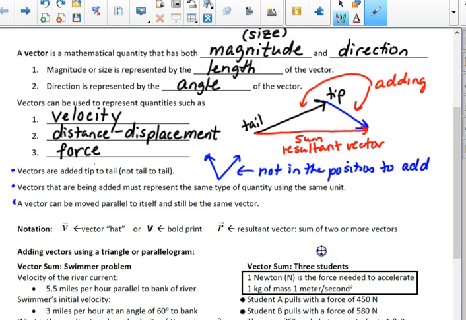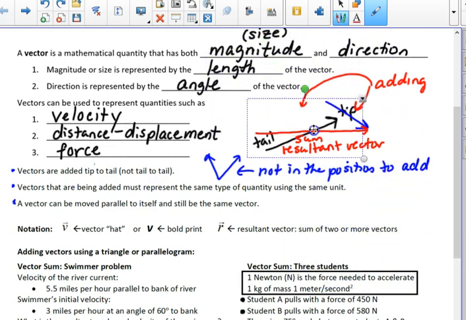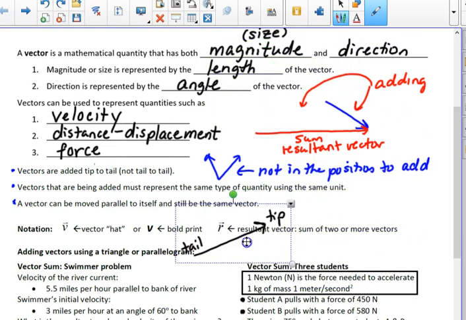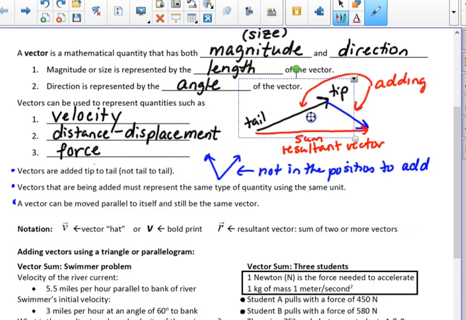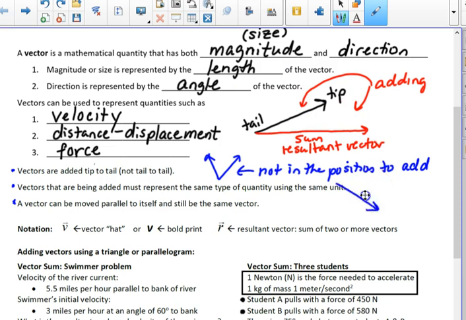Number 3, a vector can be moved parallel to itself and still be the same vector. So for example, this vector here, this black vector, I can grab a hold of it and move it anywhere on this paper, and it's still the same vector because it's still the same length and it's still pointing the same direction. So I can move it anywhere I want, and I can also move this vector anywhere.